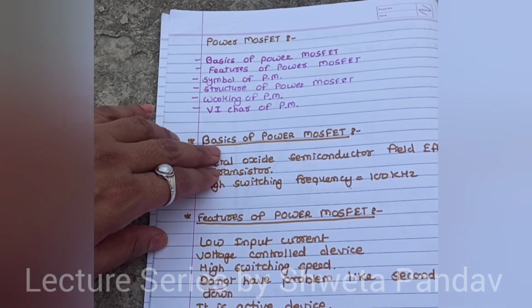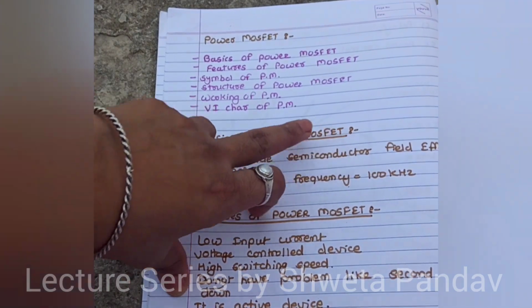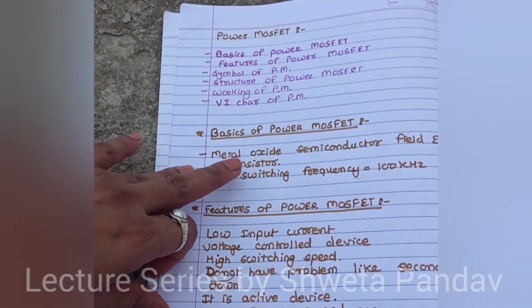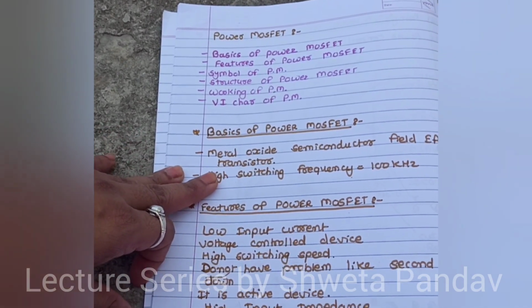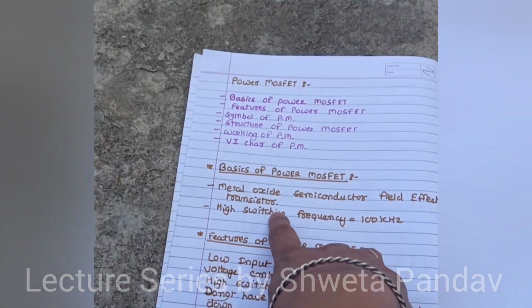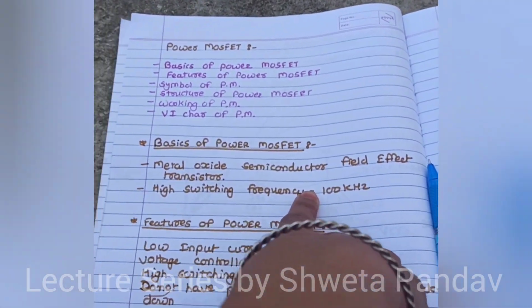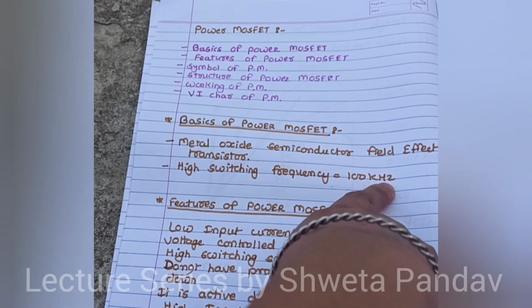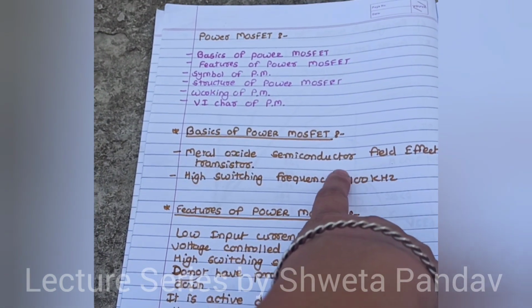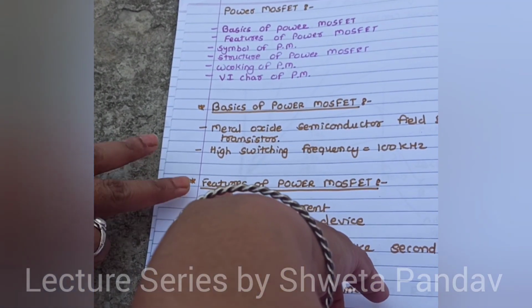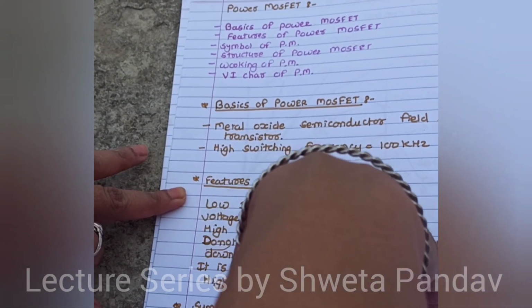Now let us see the first point, basics of power MOSFET. MOSFET stands for metal oxide semiconductor field effect transistor, and this power MOSFET has a high switching frequency of near about 100 kilohertz, and it is a voltage control device. Okay, now next, what are the different features of power MOSFET?